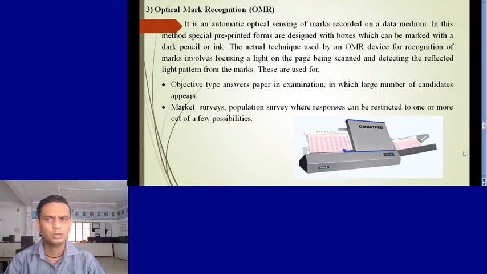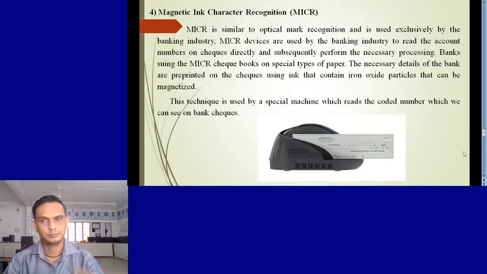This can be used for objective type answer papers in examinations in which a large number of candidates appear, by which the result, checking or valuation of that examination can be made easily. Market surveys and population surveys can also use it. These are restricted to one or more out of a few possibilities.